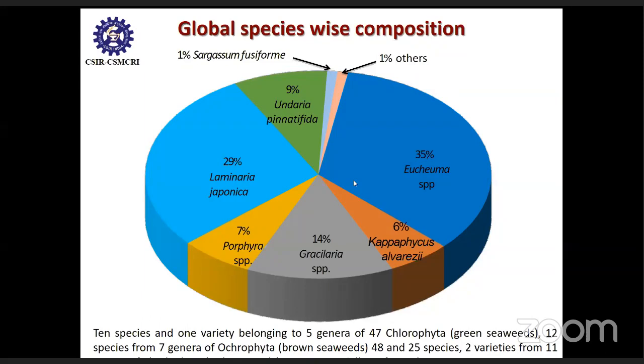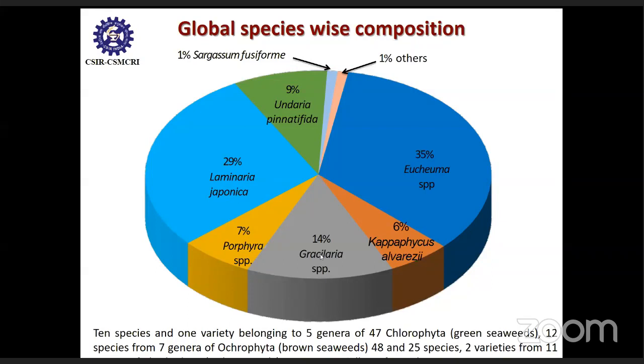Now you see the global seaweed composition. You can find that there are only a few genera contributing to the whole seaweed production. There are 10 species and one variety from Chlorophyta, and then there are 12 species and 7 genera of Phaeophyta. And I think like that you can see that this seaweed industry is dominated. If you see the composition I have given you, the red alga, which is called the Kappaphycus-Eucheuma complex, is the major composition of world production of seaweed, something around 40%. After that, it is Laminaria japonica. It's basically a brown seaweed.